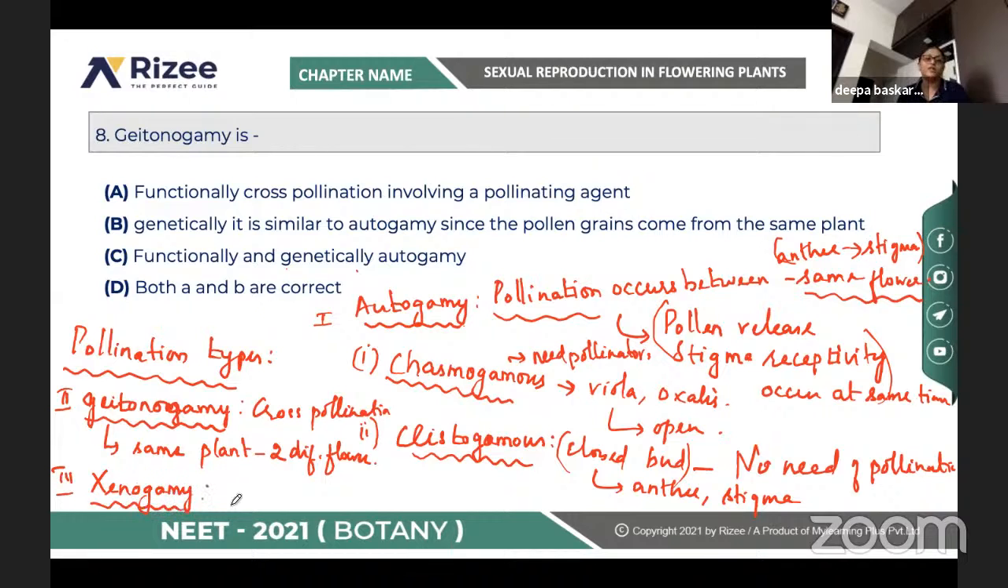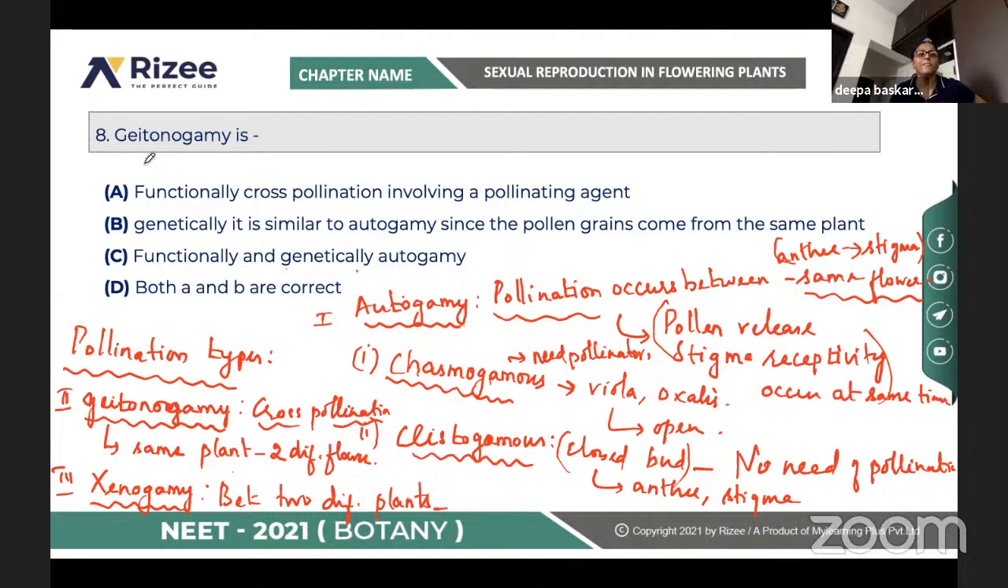Xenogamy. Here, the pollination happens between two different plants. So here, compulsorily, the plants are in need of pollinators. Is it clear now? Autogamy happens in the same flower. In that, two different types are there. One is the opened flower and the other one is the closed flower. And again, the second type is geitonogamy, that is cross-pollination. The same plant, two different flowers will be involved in the pollination process, which is called cross-pollination. And again, xenogamy is also an example of cross-pollination, which occurs between two different plants.